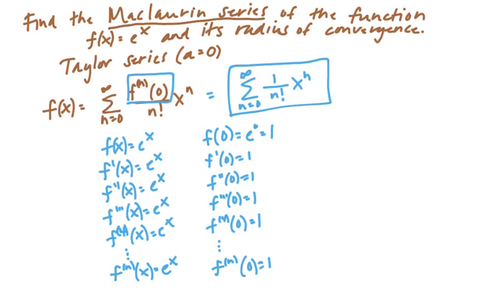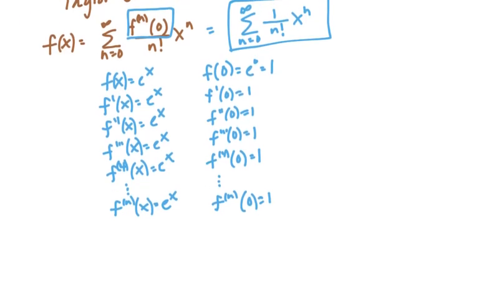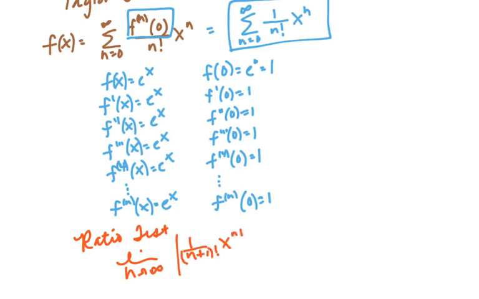Now it asks us to do the radius of convergence. So keep that in mind and let's look at the ratio test. Now we move into the test that we looked at before. So let's do the ratio test. So it says the limit as n approaches infinity of a sub n plus 1 over a sub n. So we have 1 over n plus 1 factorial times x to the n plus 1 over 1 over n factorial x to the n.